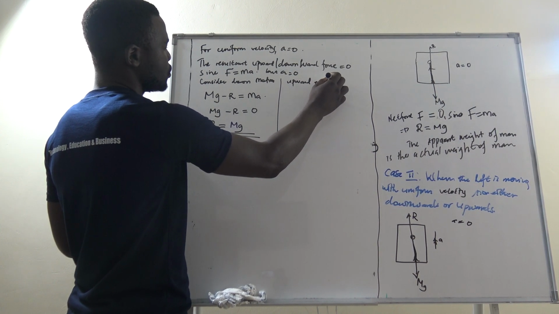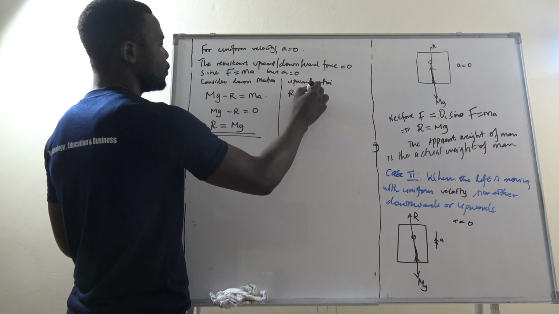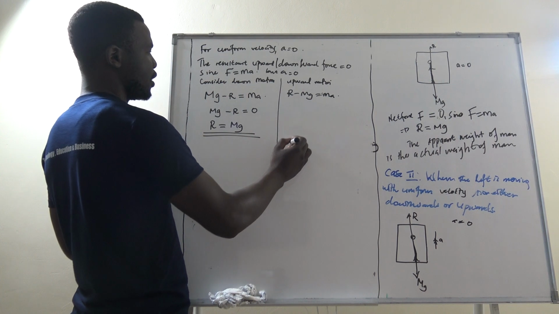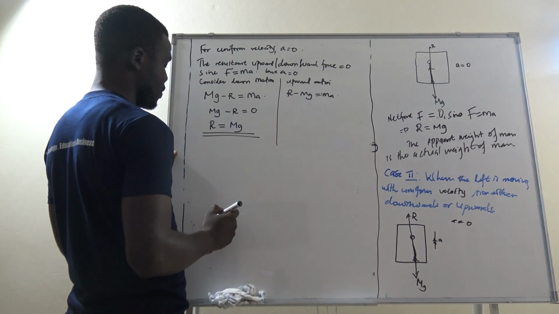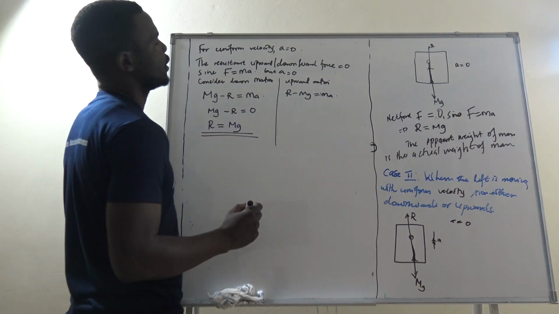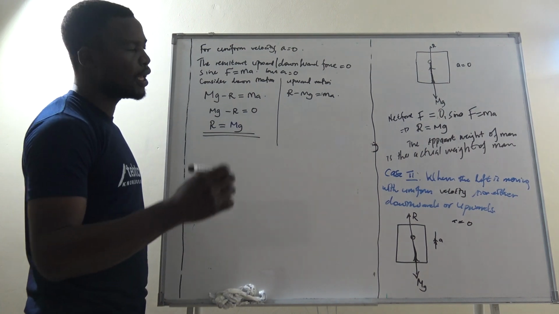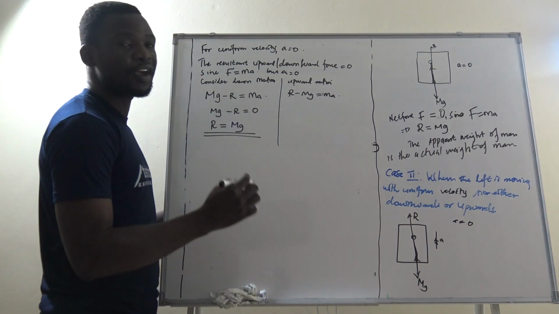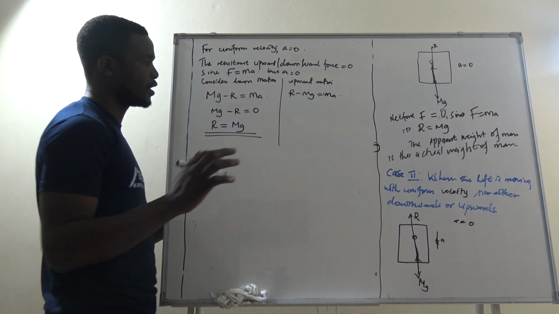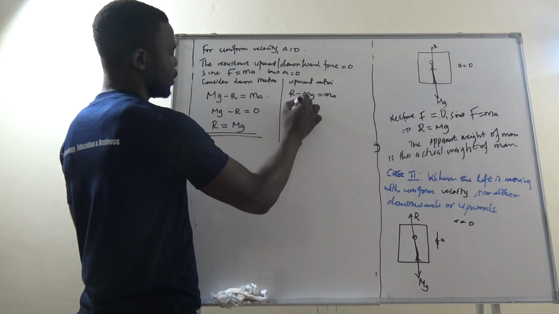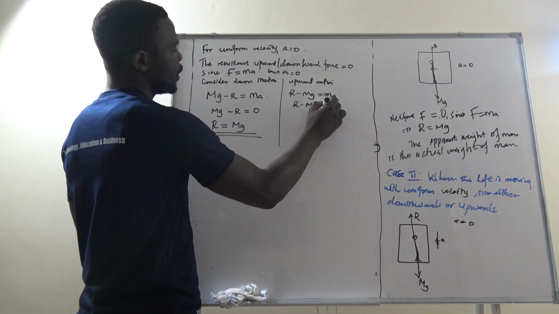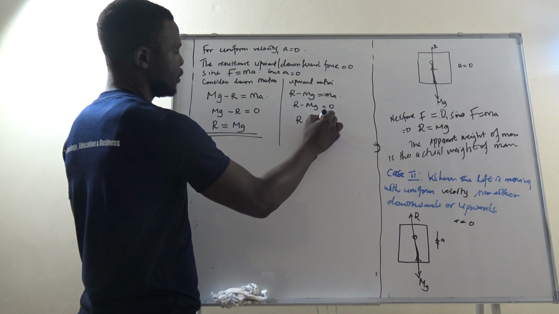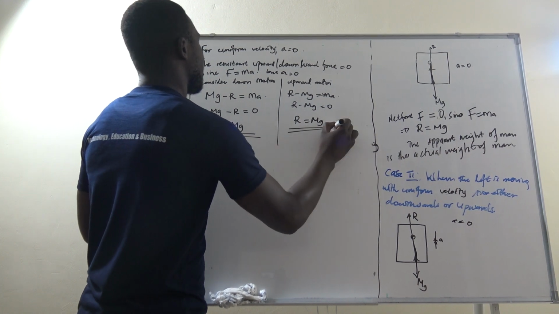For upward motion, R must be greater than mg to give us the resultant force. Remember, when we are looking at the resultant force, we said the resultant force must be ma. We even went ahead and derived and saw how ma comes from Newton's second law. So this tells me that R minus mg will be equal to 0. Therefore, R here is equal to mg.